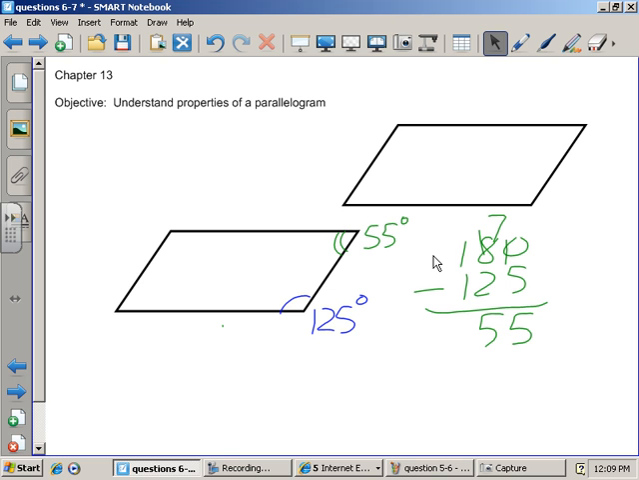Also inside a parallelogram, the opposite angles are equal. So opposite of this 125 is 125 over here. And opposite that 55 would be this 55 degrees over here. So the opposites in parallelograms are really unique and very interesting because they have such a wonderful relationship with each other. 125, 125, 55, 55.